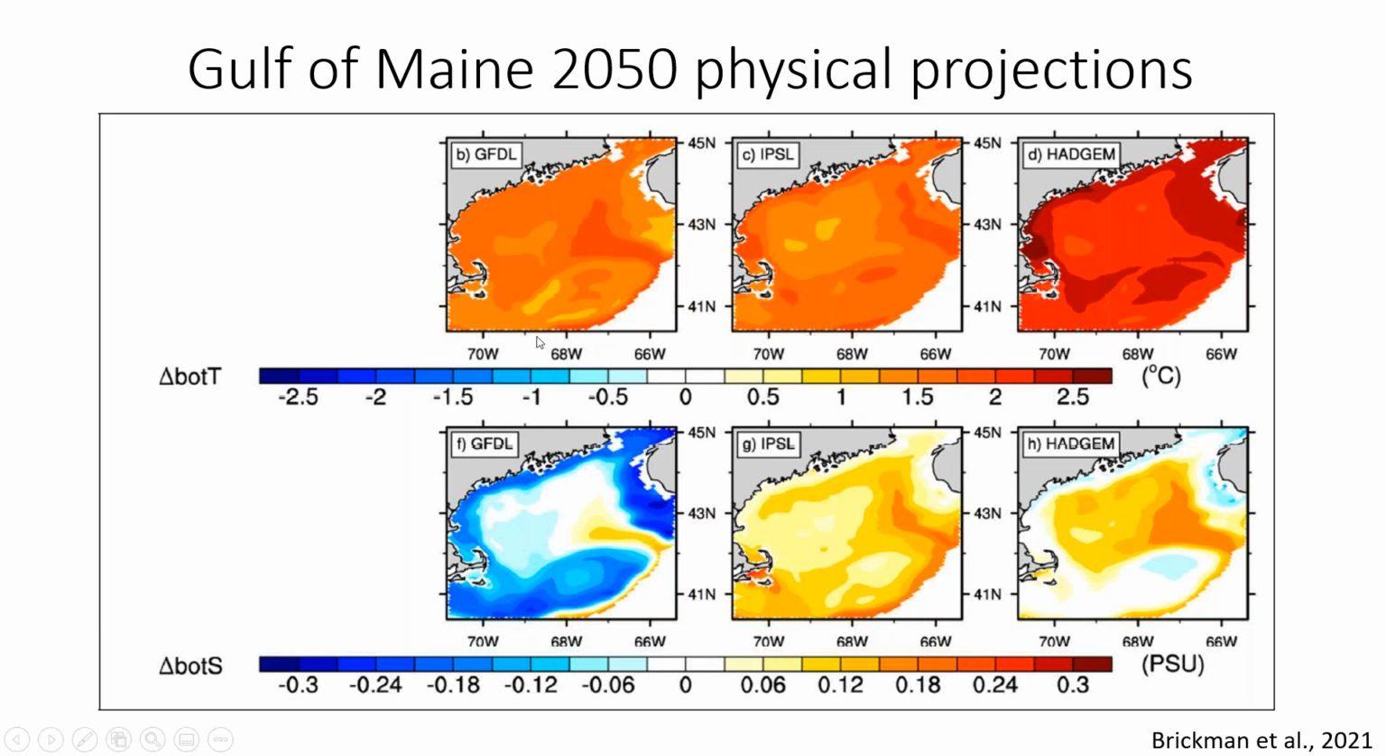The color change at the top is the change in temperature, and you can see that all three of the simulations project warming, though to different degrees. The bottom panel shows the change in salinity. In the first model, the salinity decreases, while in the following two, salinity increases. We wanted to estimate the future aragonite saturation state based on these physical models.